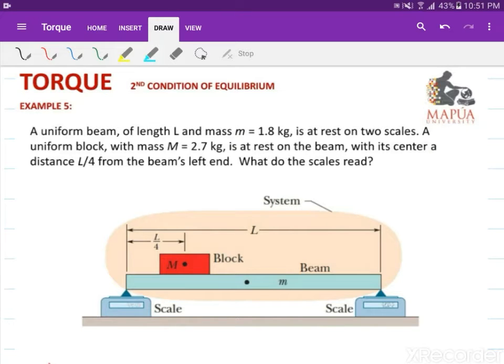This is our fifth example on torque. In this problem, a uniform beam of length L and mass 1.8 kilograms is at rest on two scales. A uniform block with mass M equals 2.7 kilograms is at rest on the beam with its center at distance L over 4 from the beam's left end. So the question is, what do the scales read?